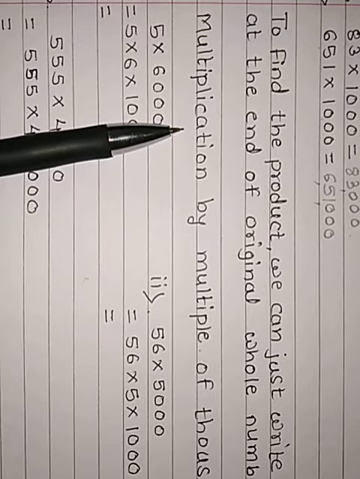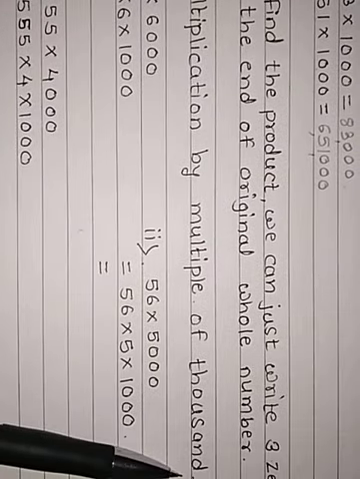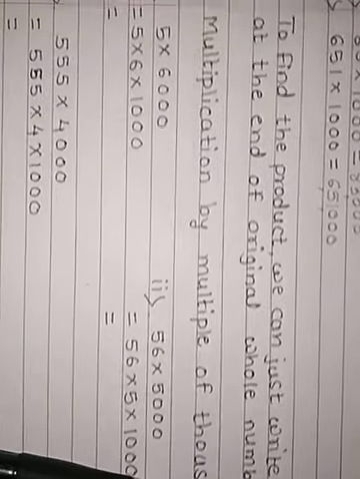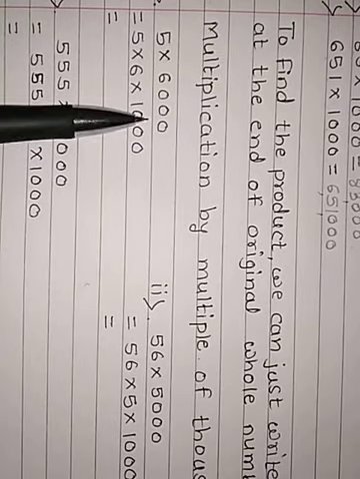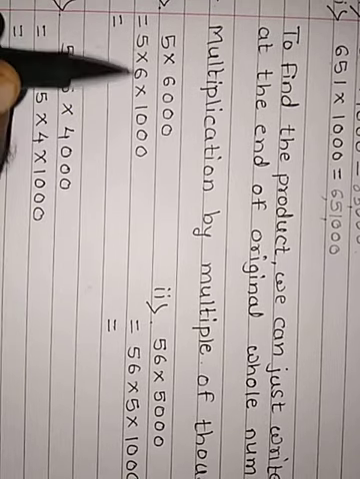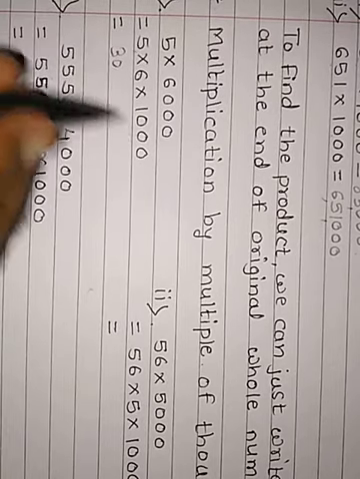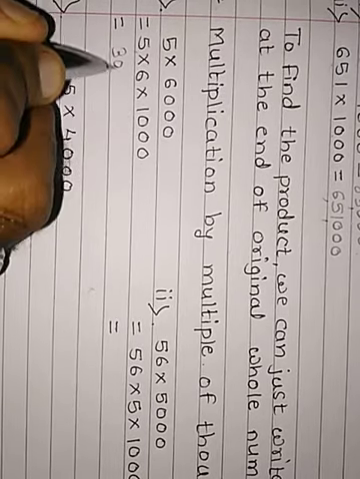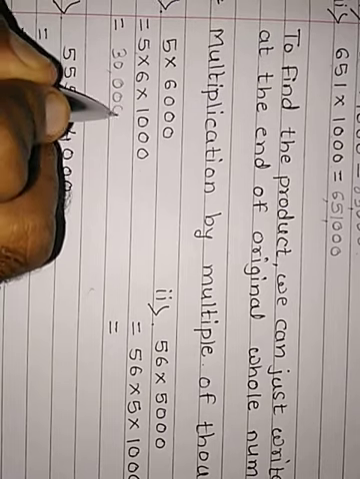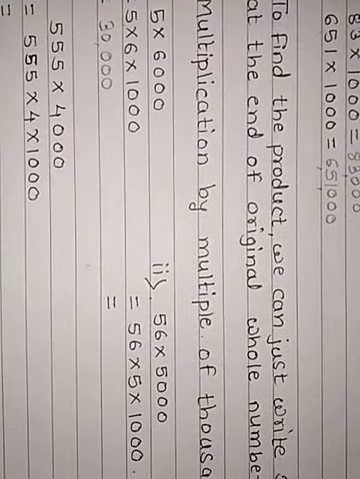Now see your next concept, multiplication by multiples of 1000. Here we have 5 into 6000. How can we write? It will be 5 into 6 into 1000. 5 6s are how much? It is 30. And afterwards, we write 3 zeros.